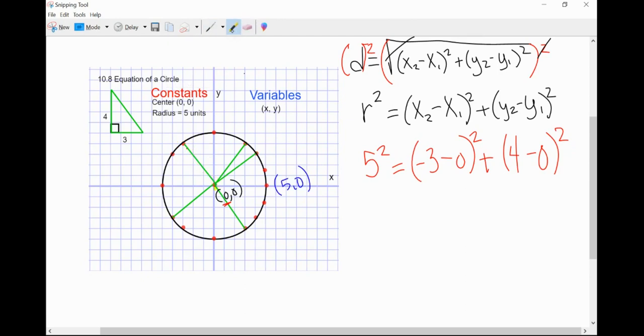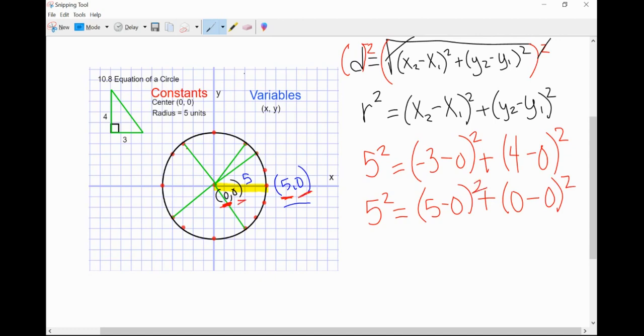So here we are again, and I'm selecting a different segment. The radius is still 5. The center is still (0, 0). But now I have a different point, (5, 0). So I'm going to write our new equation. We still have the 5 squared equals. Now this time we have (5 minus 0) squared. That's this 5 and this 0. Okay. Plus (0 minus 0) squared. Oops, I forgot the squared there. That's this 0 minus this 0. Okay. I'm going to do this again.